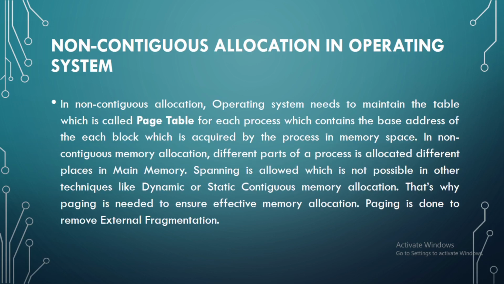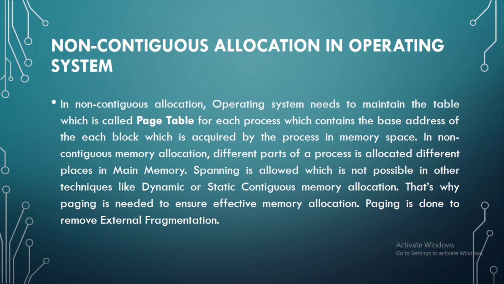In non-contiguous allocation, the operating system needs to maintain a table, called the page table, for each process, which contains the base address of each block which is acquired by the process in memory space. So the logical address space is divided into pages here. In non-contiguous memory allocation, different parts of a process are allocated different places in main memory. Spanning is allowed, which is not possible in other techniques like dynamic or static contiguous memory allocation.